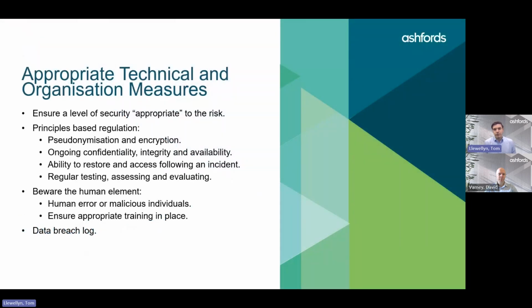So the starting point is that organisations are required to have appropriate technical and organisational measures in place. This is set out in Article 32 of UK GDPR. There are no hard and fast rules in this regard. It's principles-based regulation requiring each organisation to undertake its own risk analysis. The higher the risk, the greater the level of security required. A point to consider and be aware of is it's not just from a technical and cybersecurity perspective. Be aware of the human element.